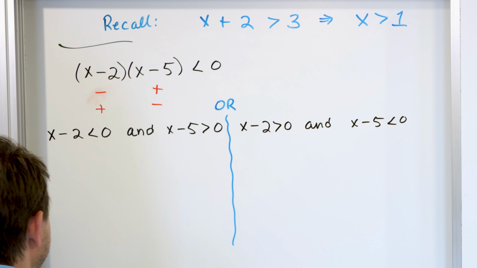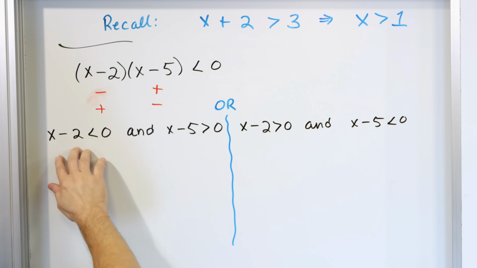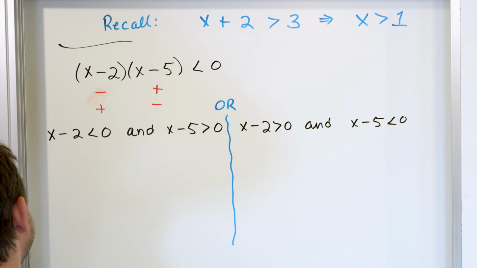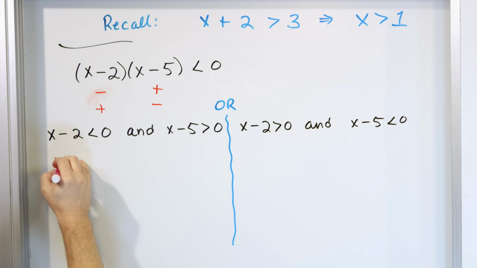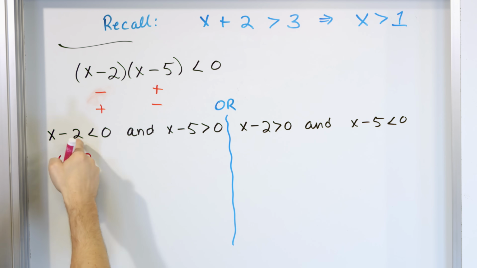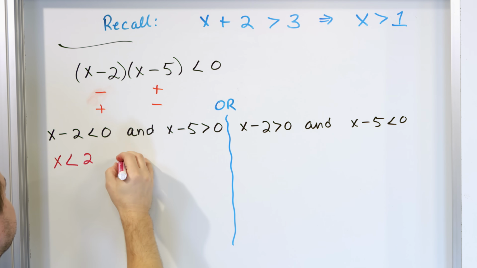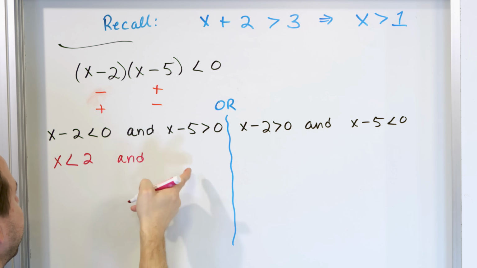Now the good news is the math is very simple for these because the little inequalities that we have are simple. So the way that we write it down is we solve this one, we move the 2 over and we say x less than 2 because we add 2 to both sides. And then we can write the word and again to remind us that both have to be true.